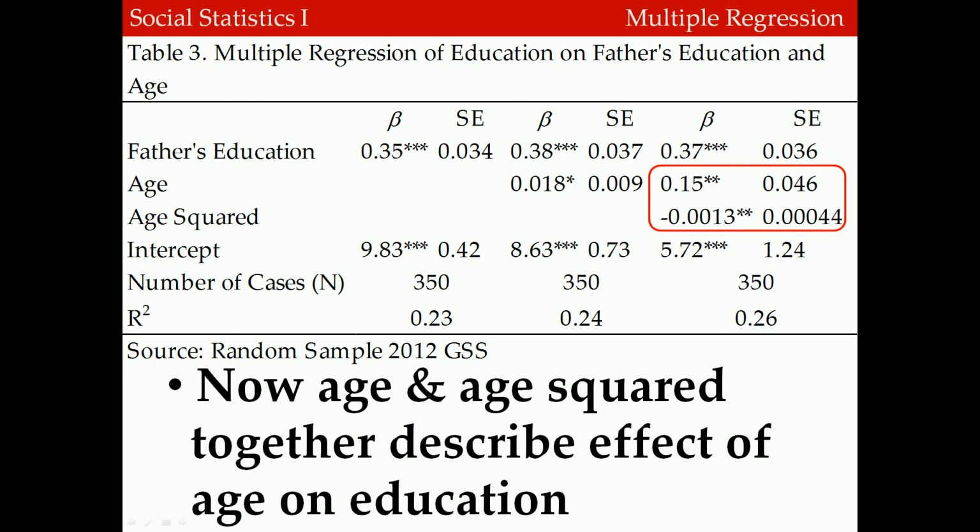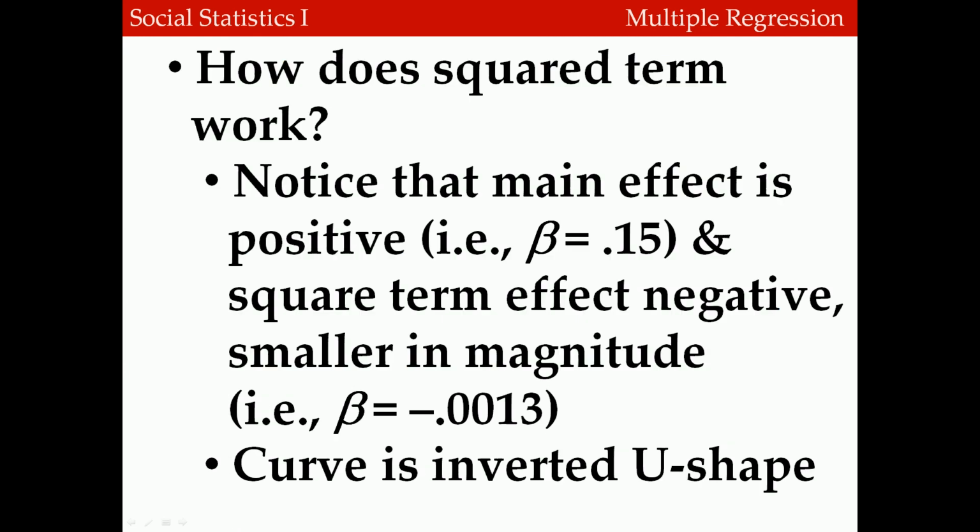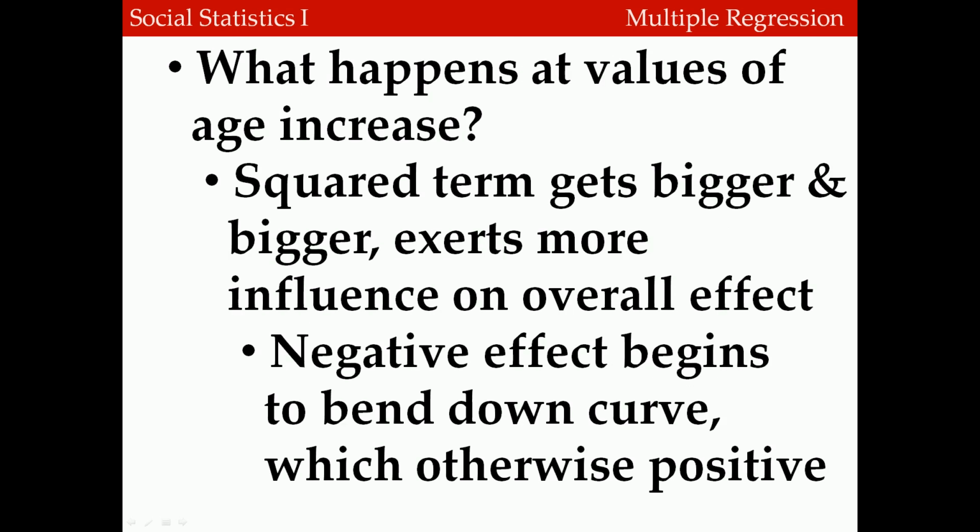Notice also that the squared effect is a lot weaker than the main effect of age. So how does this combination of coefficients and variables work to create a curvilinear effect? Well, for one thing, the main effect is stronger than the squared term. And so the natural question to ask is, what happens as age increases? Well, as age gets bigger and bigger, notice that the squared term gets more and more influential. It gets bigger and bigger in size.